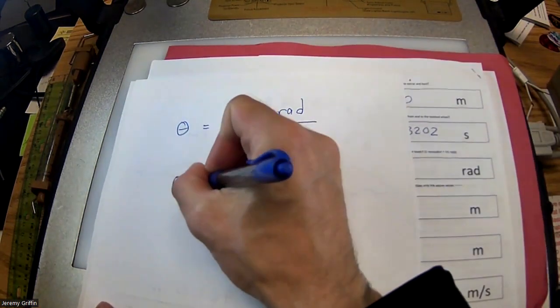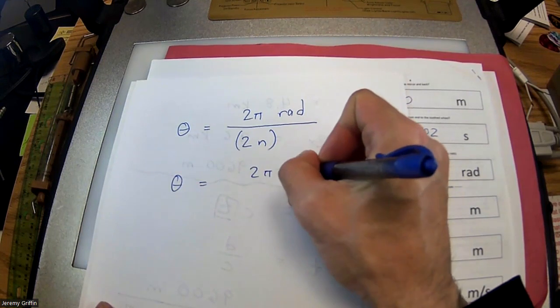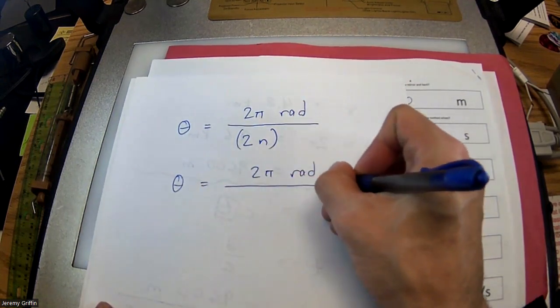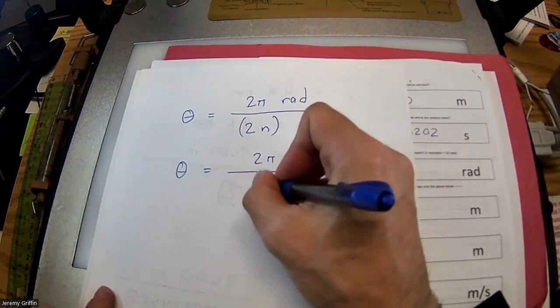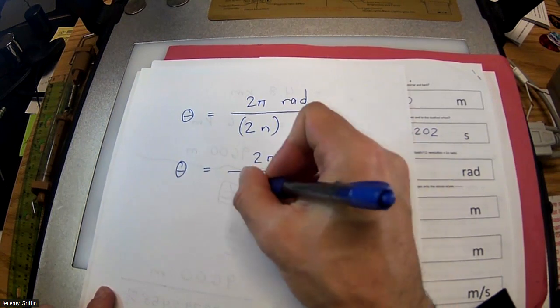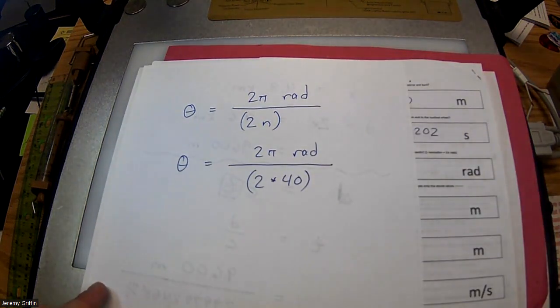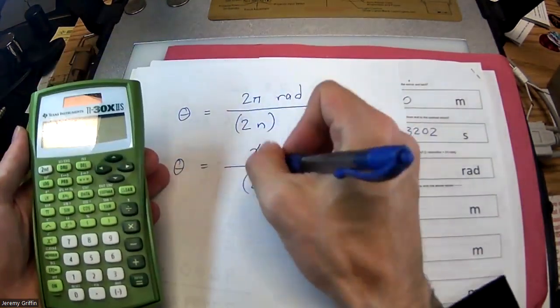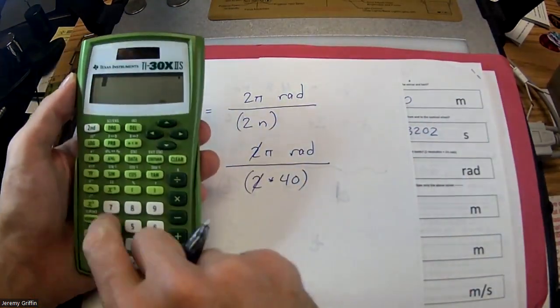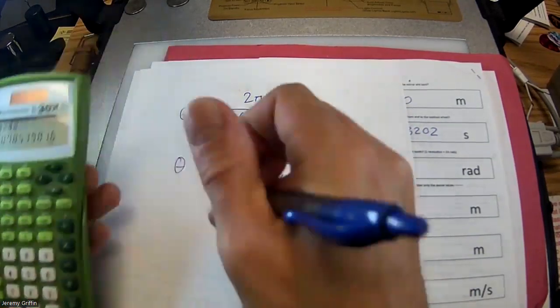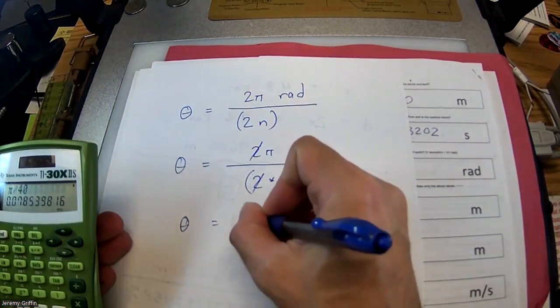So I'm going to take 2 pi radians for 1 complete revolution. That's where that comes from. And divide by 2 times 40 teeth. So my wheel has to turn an 80th of a complete revolution. The 2's cancel if you like. You can just do pi divided by the number of teeth. And you're going to get a tiny number of radians.